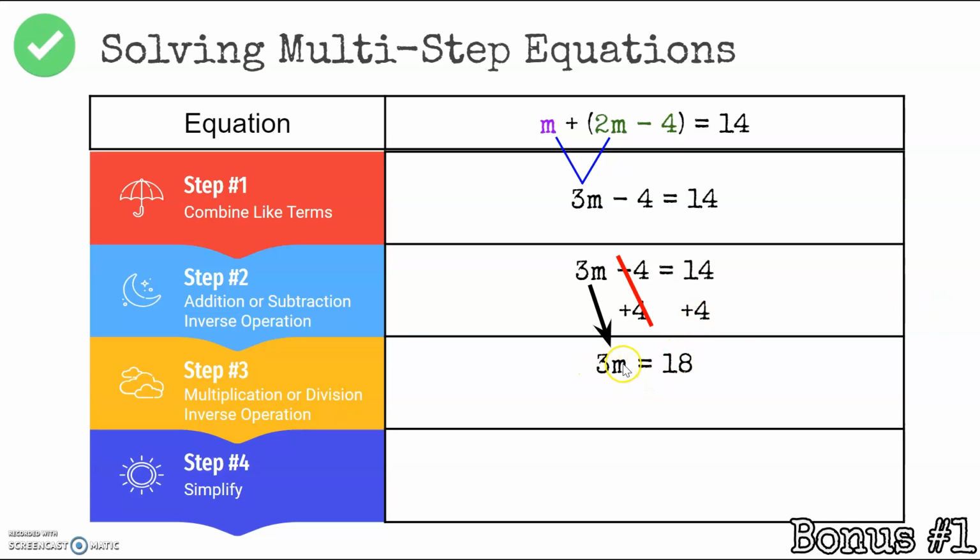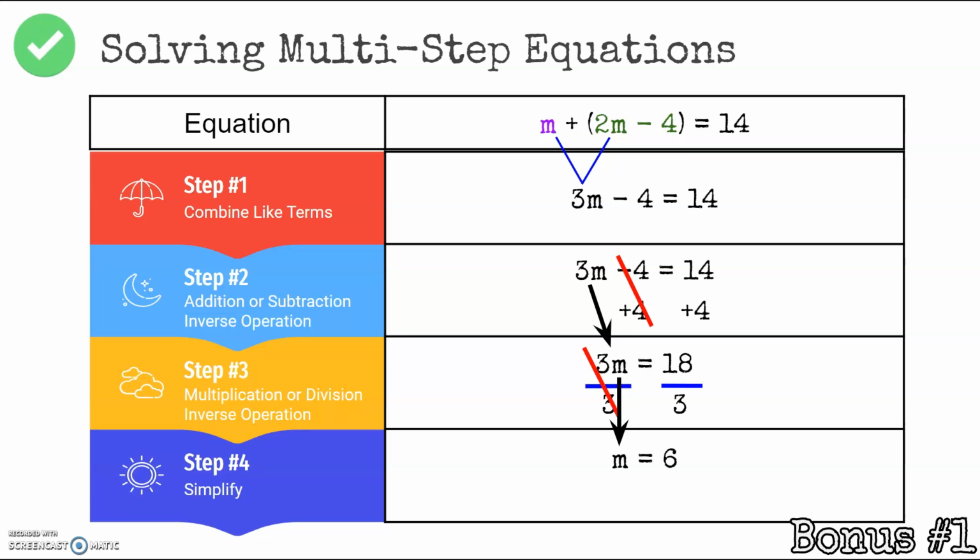Now, 3 times m is multiplication. And so in order to get rid of that 3, to get my m by itself, to isolate that variable, I need to do the inverse. So I'm going to divide by 3. That cancels that 3 out. And 18 divided by 3 is going to give me 6. I bring down that m because I didn't cancel that out.